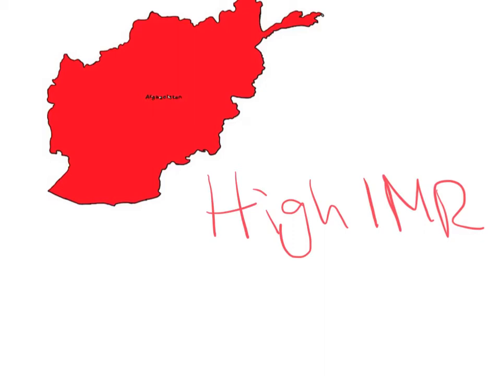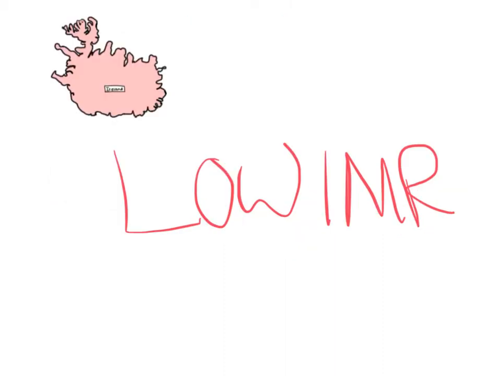Just like with CDR, IMR can vary across the nation. Some places, like Afghanistan, have a very high IMR. Others, like Iceland, have a very low one. This goes to show just how neighborly we've been to developing countries.